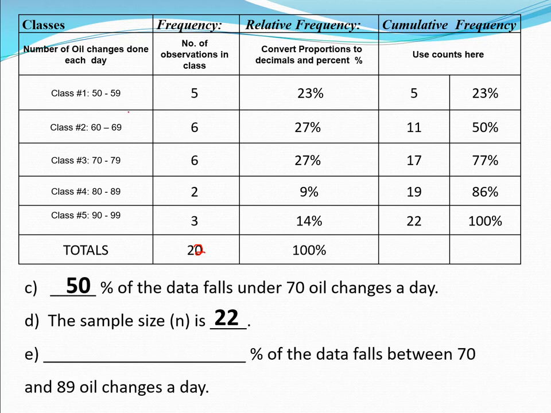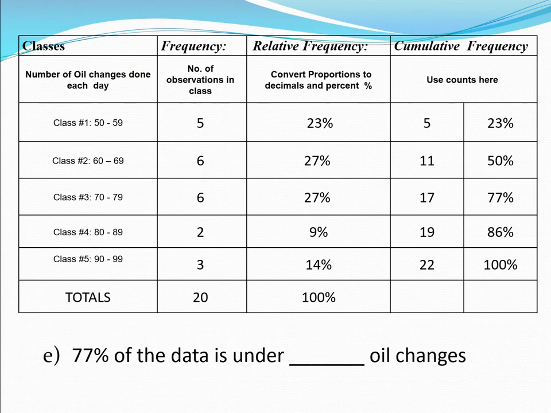And blank percentage of the data falls between 70 and 89 oil changes. So between 70 oil changes and 89 oil changes is class 3 and 4. So it's going to be 27 plus 9%, which is going to be 36% of the data that falls between 70 and 89 oil changes. 70% of the data is under how many oil changes? Well, we have 70% of the data in class 1, 2, and 3, and class 3 goes from 70 to 79, so 70% of the data falls under 80 oil changes.